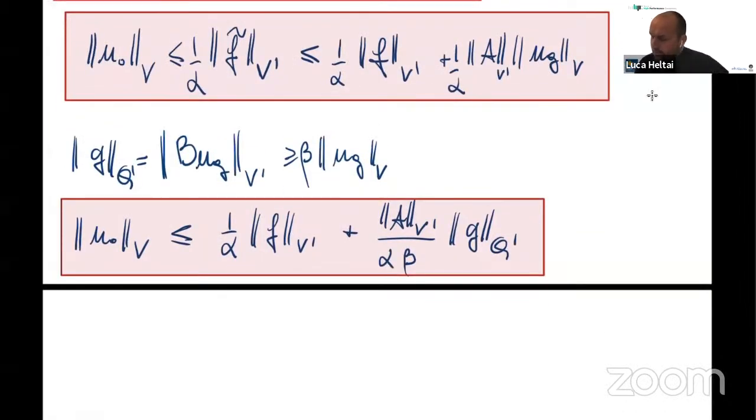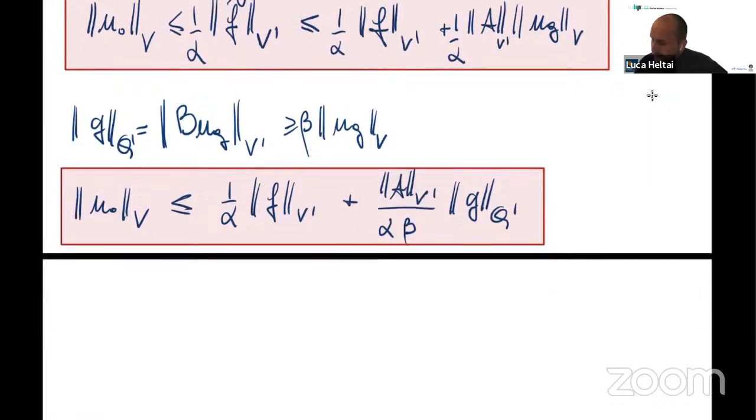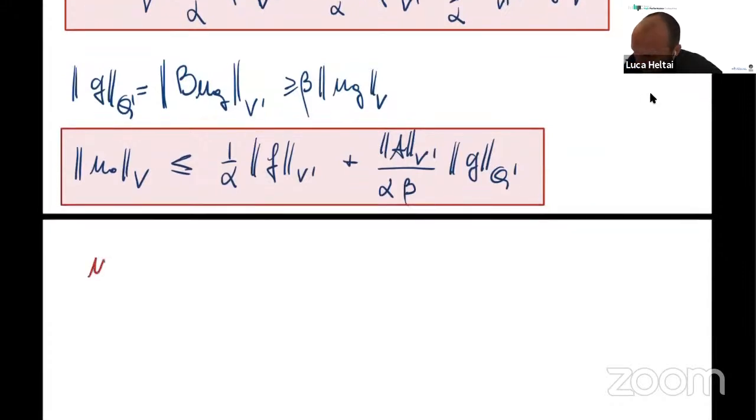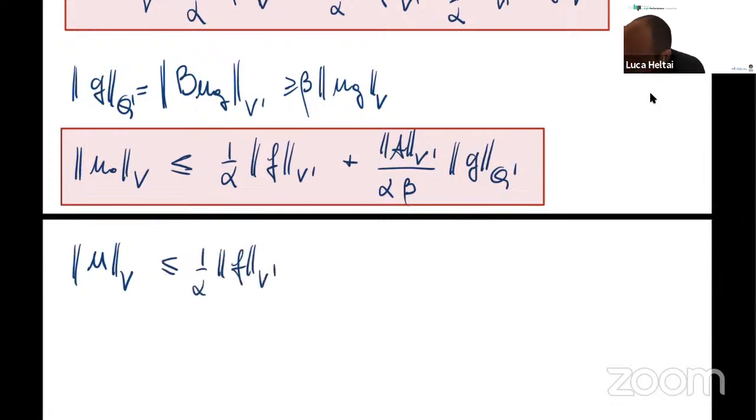Okay, and of course, if you want to have the inequality, we could apply a triangle inequality to obtain the control on the full norm of V. So if we apply the triangle inequality to get a control on the full norm of V, we apply simply U0 plus UG minus UG. And this U0 plus UG is less or equal to 1 over alpha norm of F in V prime plus 1 plus norm of A in V prime.